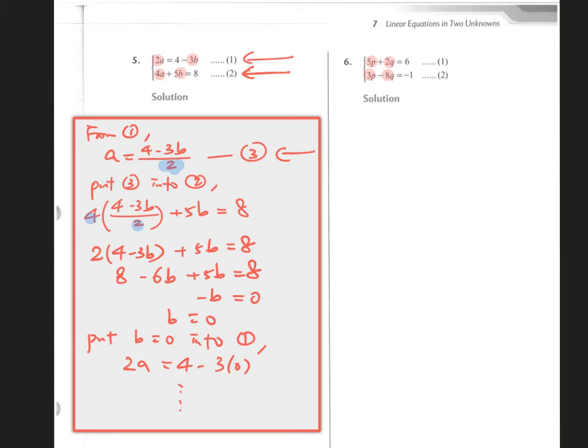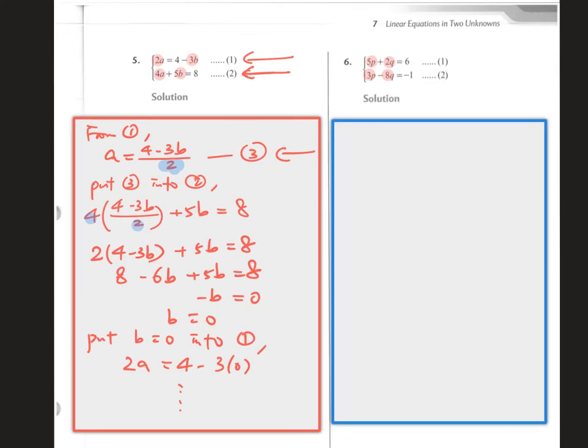When we come to number 6, we may not have such luck to have cancellation. So maybe let's try, see whether I'm lucky this time. From 1, for example, you choose 5p to be the subject. So 5p is equal to 6 minus 2q, and then p is equal to (6 minus 2q) over 5. We call this equation number 3.